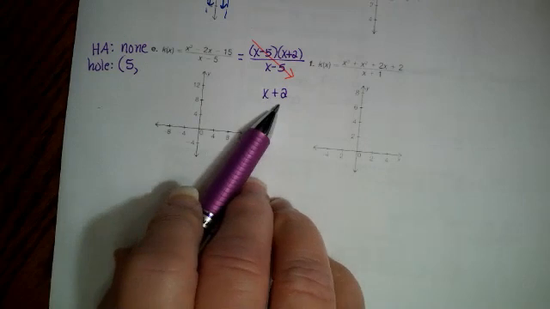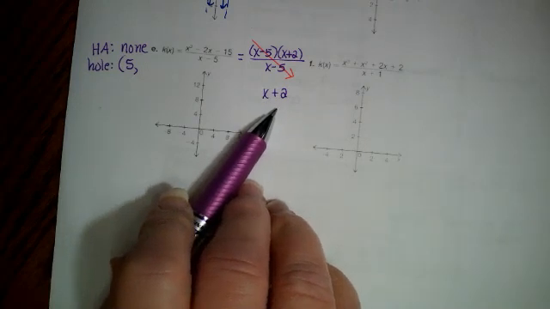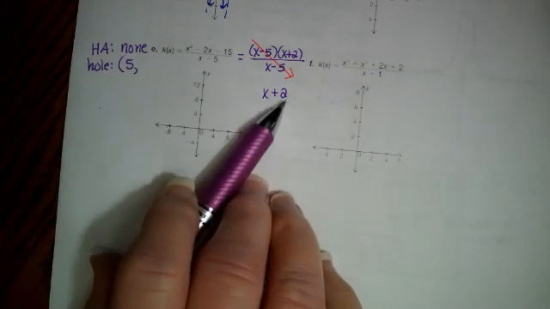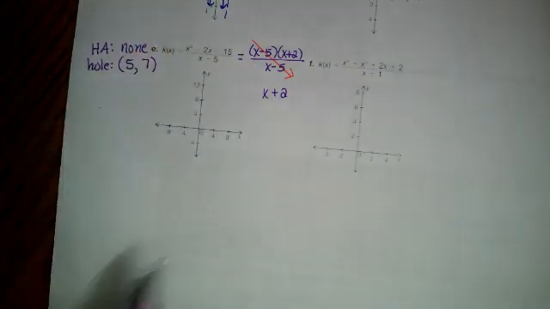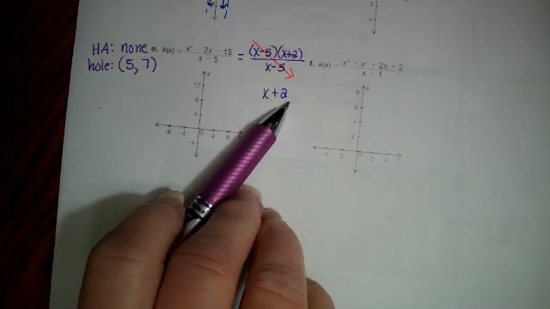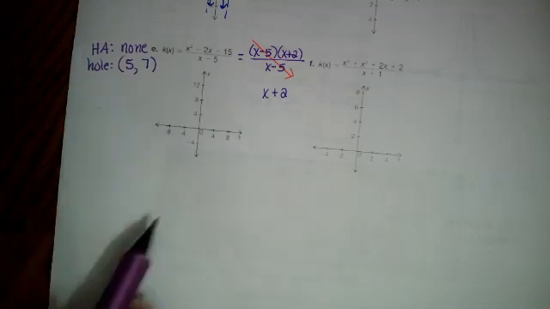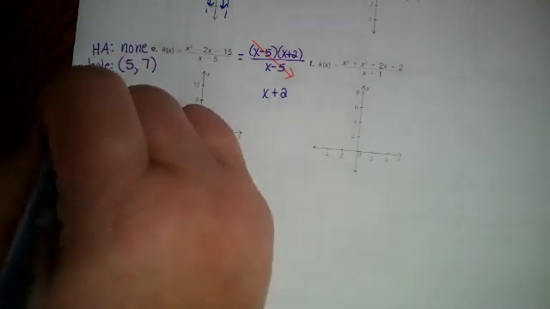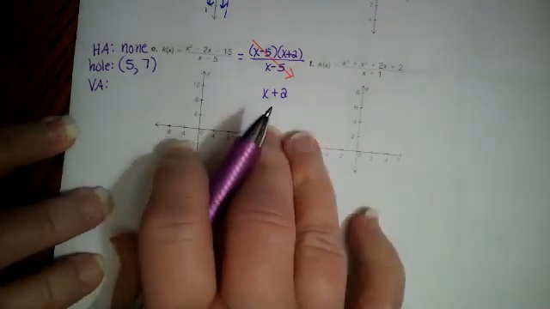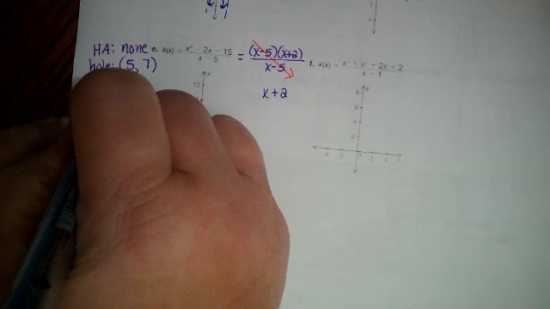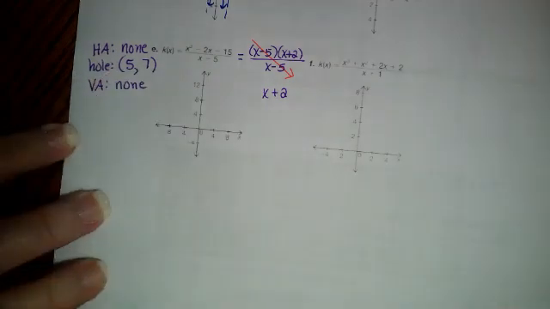That is a line. That is a linear function. So to find the coordinate of my hole, I plug my x value in. 5 plus 2 is 7. So what I have is a line, x plus 2, with a hole at 5, 7. So our next question, we've always found, what is the vertical asymptote? Well, there's no denominator, so there's nothing to make it equal 0. So there is not one.